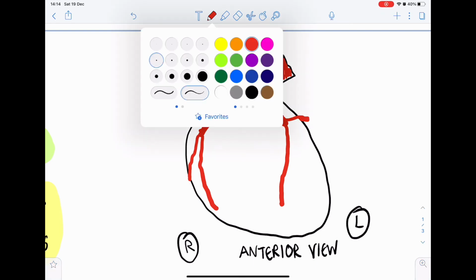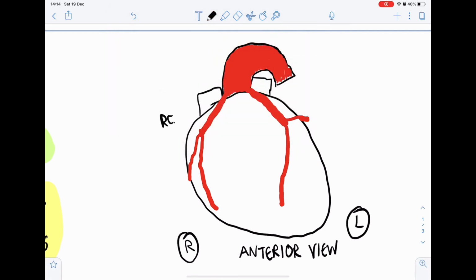So let's just label that up for clarity. Right coronary artery. This is the marginal. This is the left anterior descending. And this is the circumflex artery.